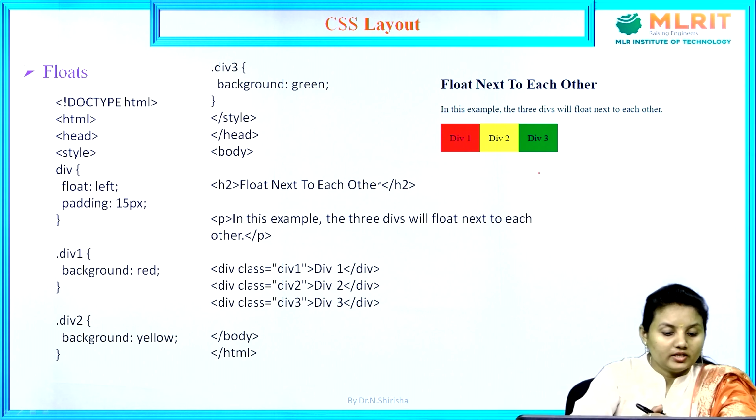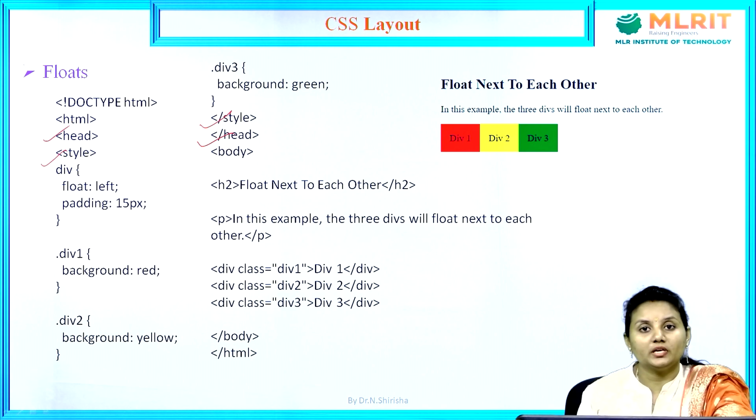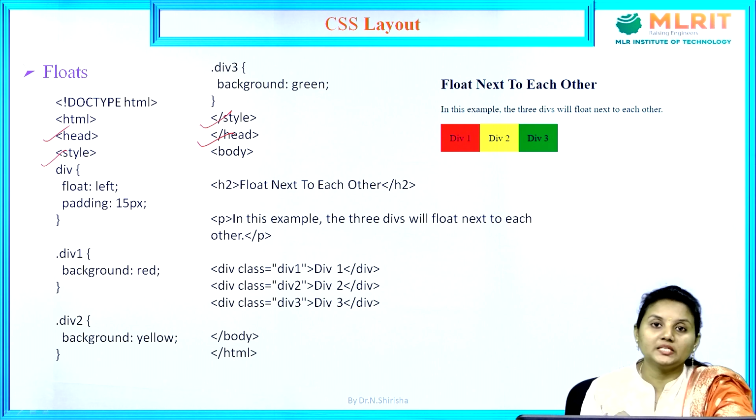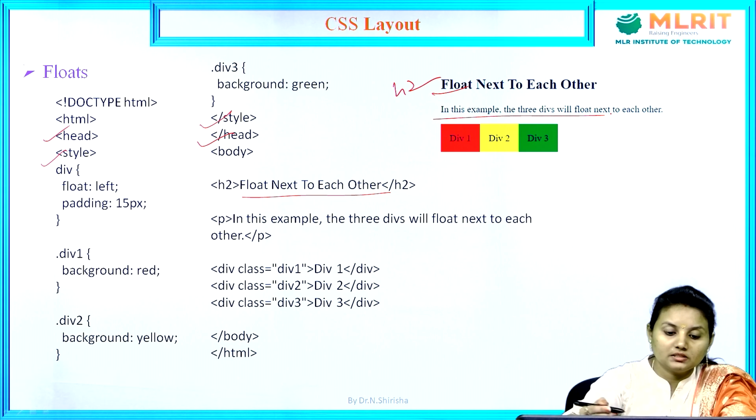So here whatever styling is done is given in between the style tag, in between the head tag. The style tag should be given in between the head tag. In the body, we give whatever the body wants to display. So this will float next to each other. This is H2 and this is paragraph P and these are the div classes. This is div.